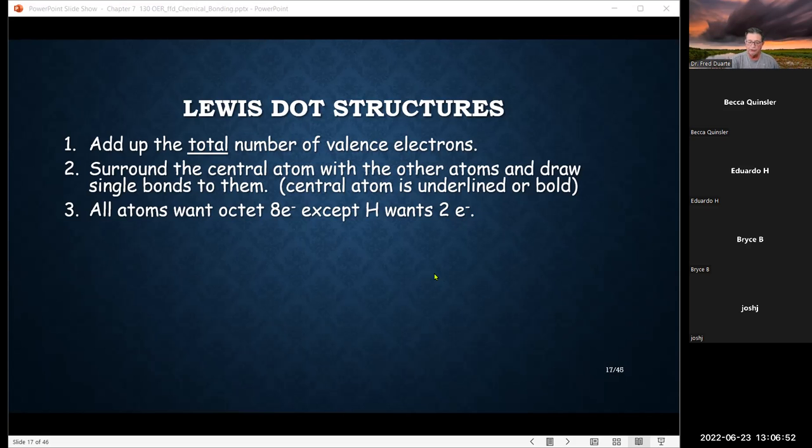So we go back and check the octet and verify that everybody has 8 electrons around it, either bonded or non-bonded. The exception is, remember, the hydrogen. The hydrogen only has 1 bond. Its rule is a duet, 2, like helium, okay? So you'll never find hydrogen with more than 2 electrons around it. So keep that in mind.